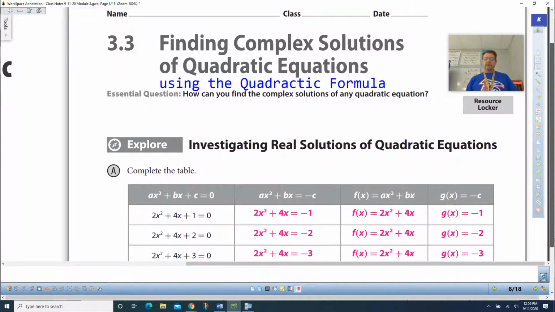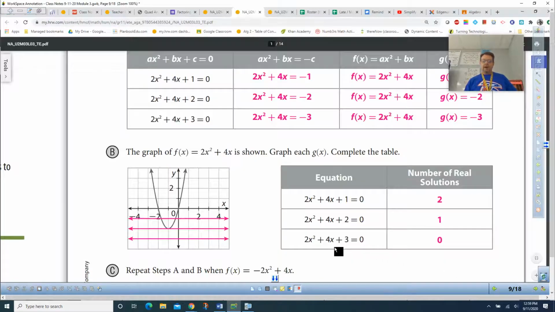To show us the need for the quadratic formula, they have three different quadratic equations. They brought the constants to the other side, and you notice that this side is the same for all of them, and all the constants are different. Then you see it on the graph: it's the same parabola every time, but the line changes. For the first equation it crosses twice, so there are two real solutions, and we have means for working that out with our graphing calculator and in other ways. If it just touches once, there's one real solution.